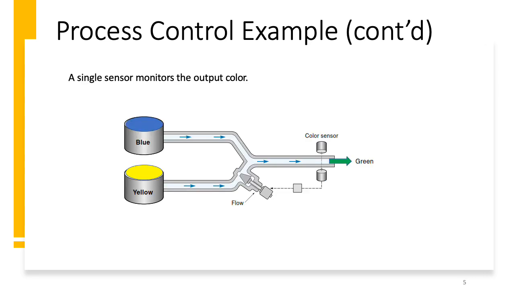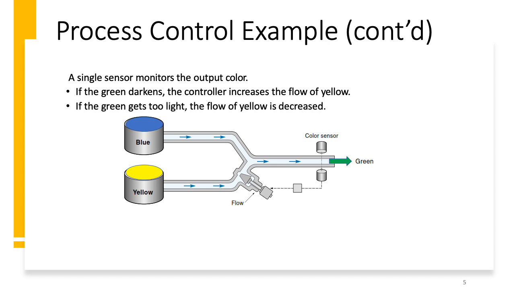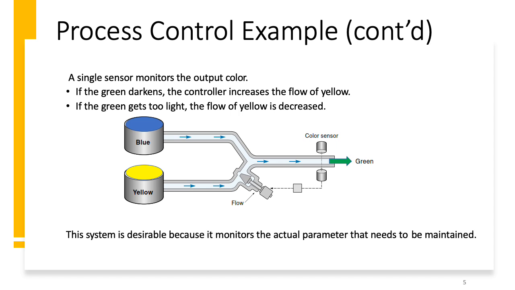A better approach might be the system shown. A single sensor monitors the output color. If the green darkens, the controller increases the flow of yellow. If the green gets too light, the flow of yellow is decreased. The system is desirable because it monitors the actual parameter that needs to be maintained. In real life, such a straightforward system may not be possible because sensors that can measure the output directly may not exist or the process may involve many variables.